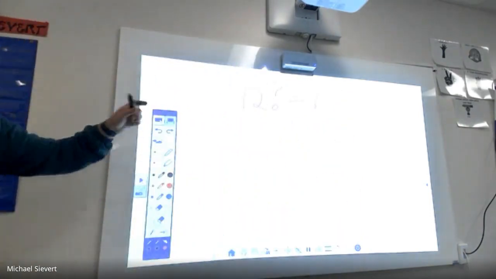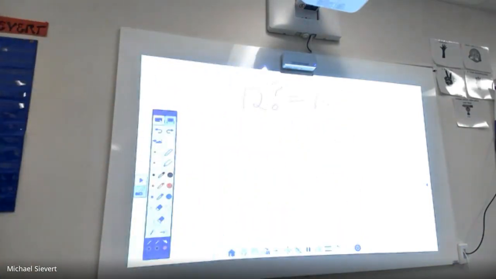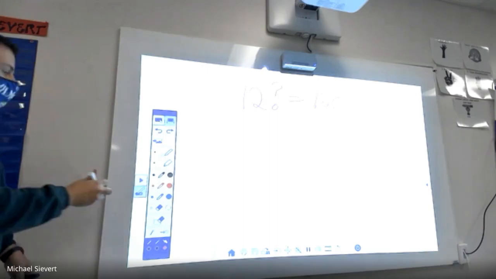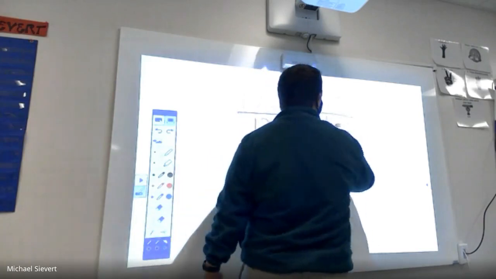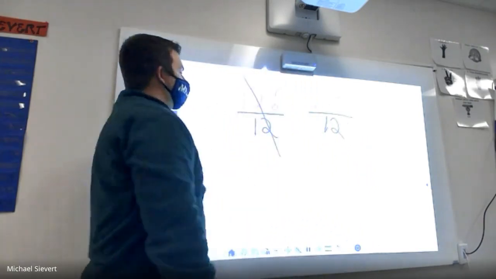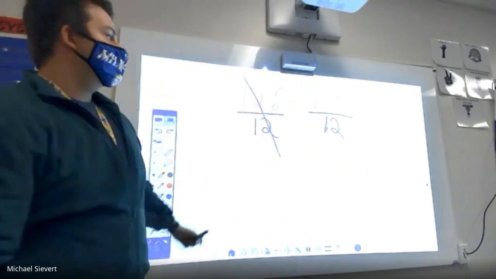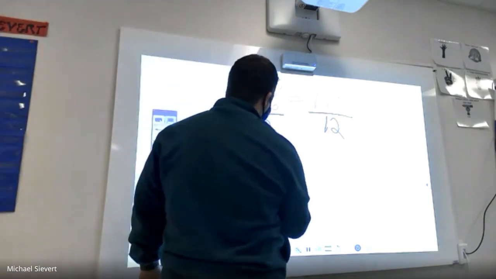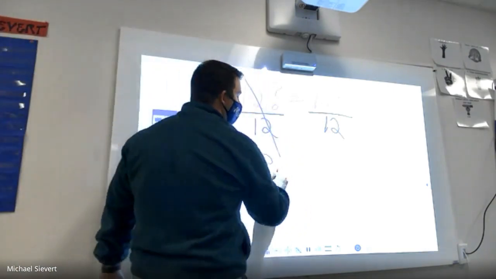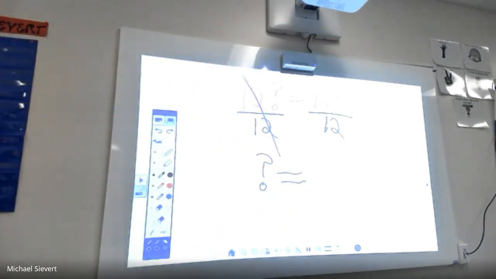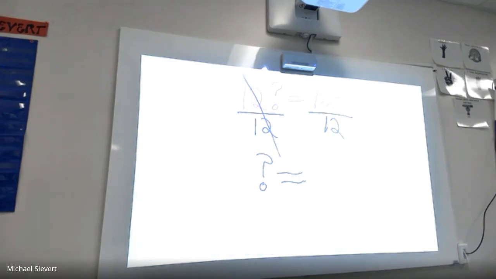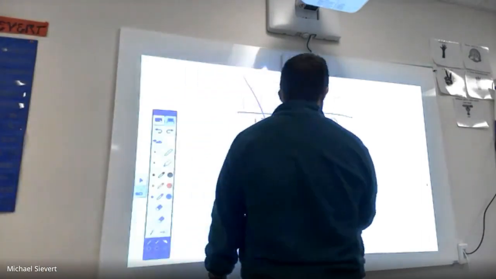What do you have to do to get you don't know by itself? Destiny? Correct. Divide by 12 on each side because you want to get rid of these two 12s. So now you're just stuck with you don't know equals, what is 120 divided by 12? Come on, Dave. Twin? 10. Please speak up.